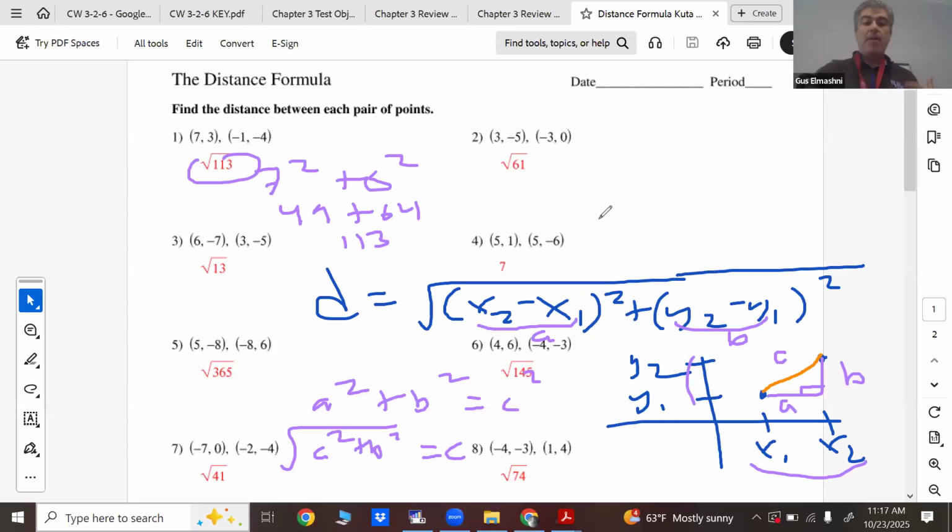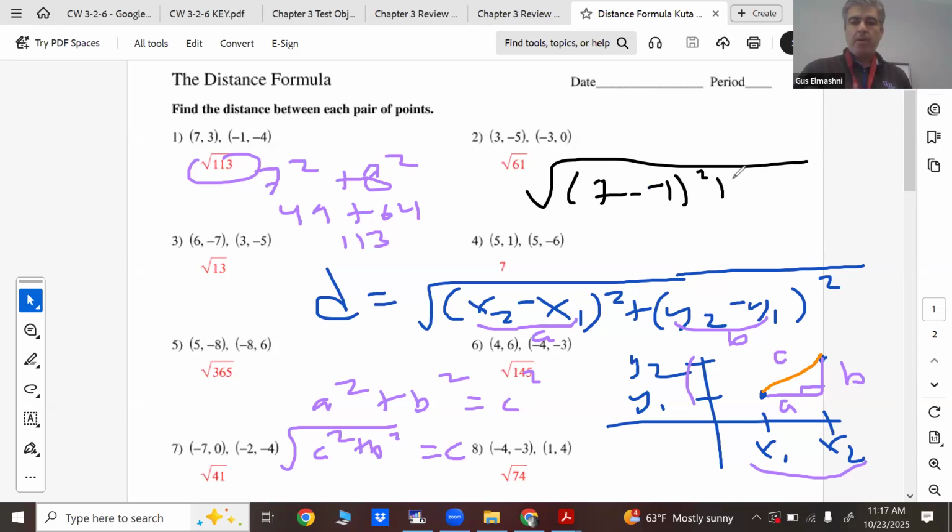It's just Pythagorean theorem. Now, if you want to plug in the formula, go for it. Great. If you want to do that, then great. I could do square root of 7 minus -1 squared plus 3 minus -4 squared and work all that math. You can. It'll still get you the same result. For number 1, it's the x coordinates, right? No, I'm doing number 1. Sorry. So let's try another one.